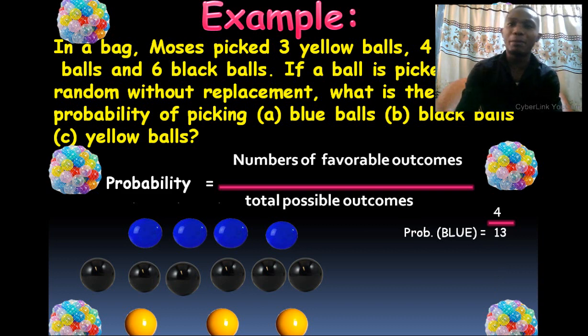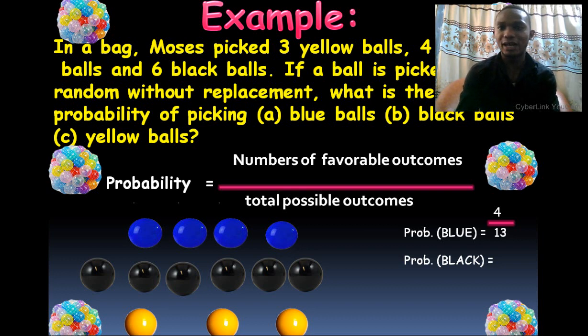But when you want to pick the next ball, the total number of balls, or the total possible outcome, will be reduced by 1. Is that taken? Okay, now we've taken that the probability of picking a blue ball is equal to 4 over 13. Now let's look at the second one, the probability of picking the black ball.